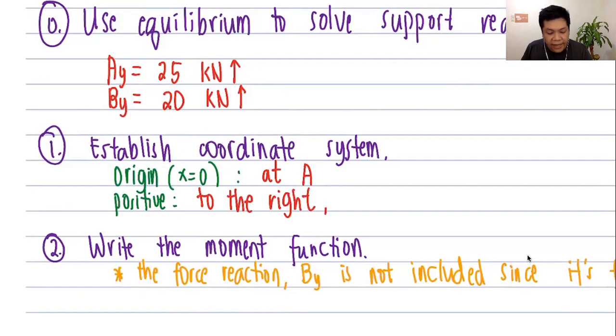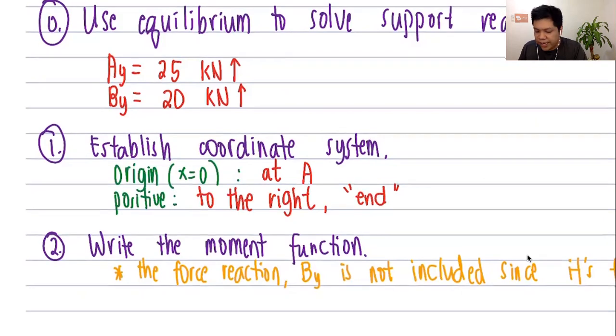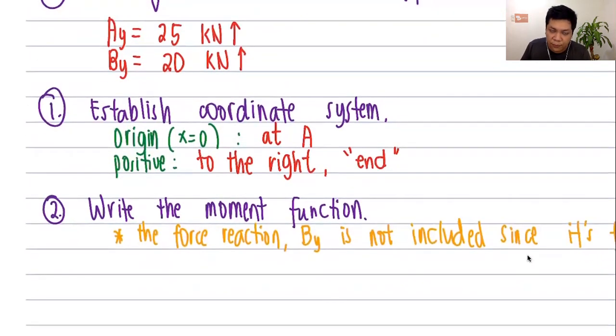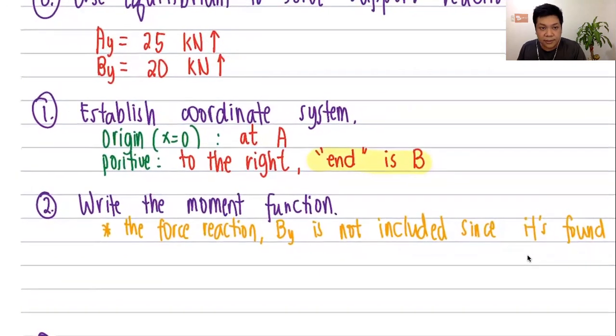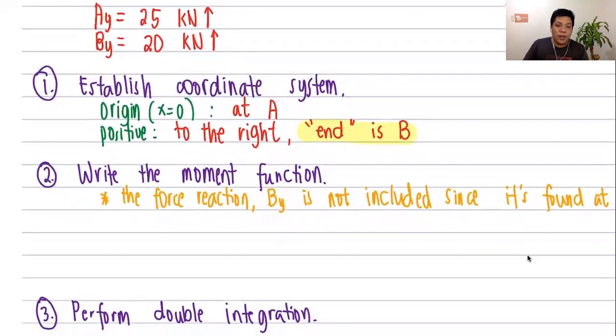Okay, now again, as a review, if my positive direction is to the right, what is considered as the end of the beam? Okay, so when we say end, we are referring to, if positive is to the right, yes, that's correct. The end is B. Okay. Next step, we now write the moment function.